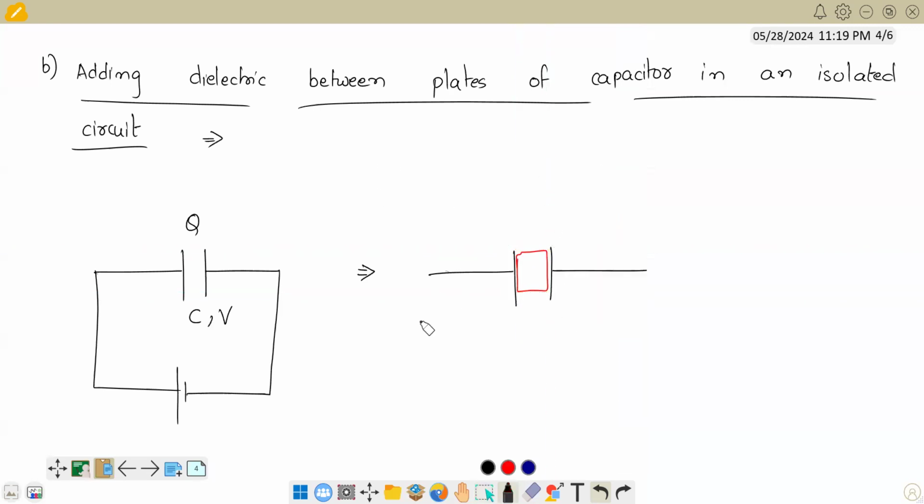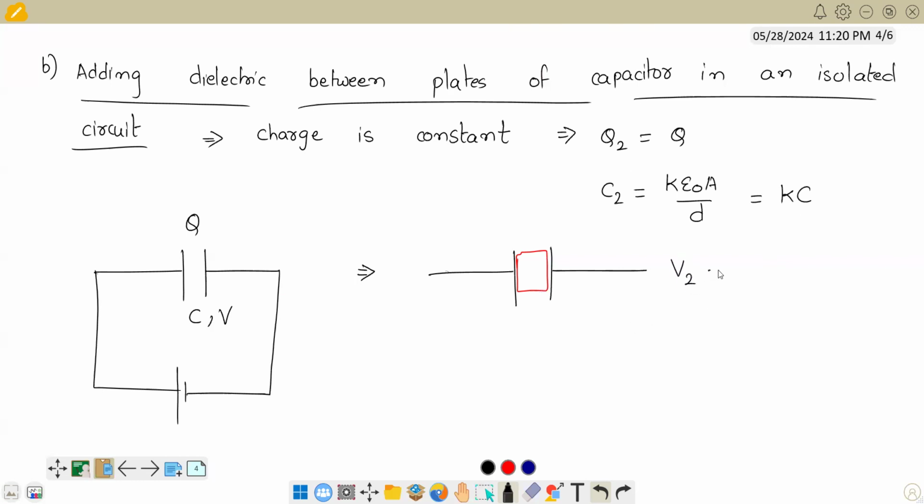Since it is an isolated system, where will this charge escape? This charge cannot escape anywhere. So in this case, we can say charge is constant. Since charge is constant, I can say Q2 equals Q. We know what happens to capacitance. Capacitance C2 would be K epsilon naught A by D, so it would become KC.